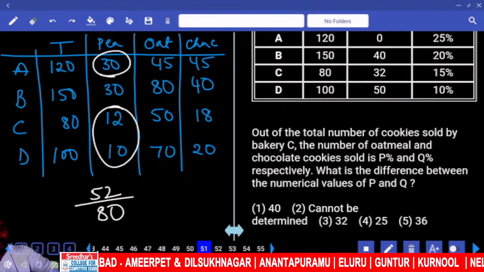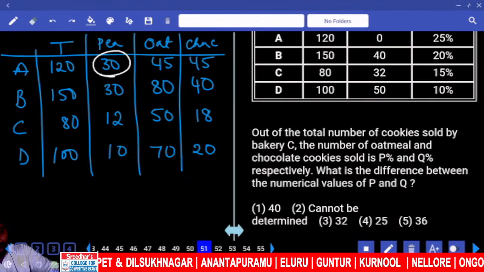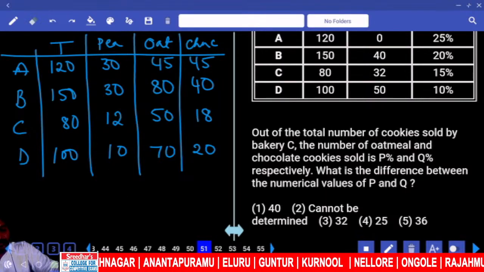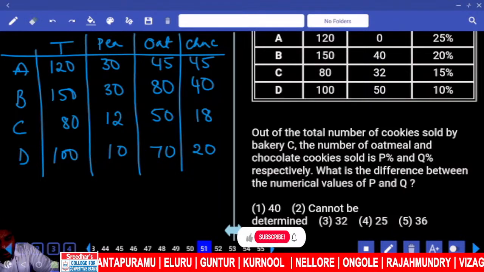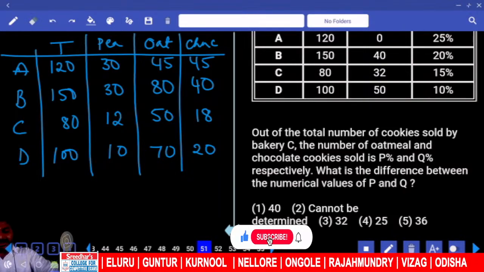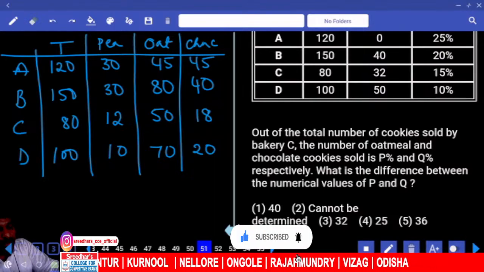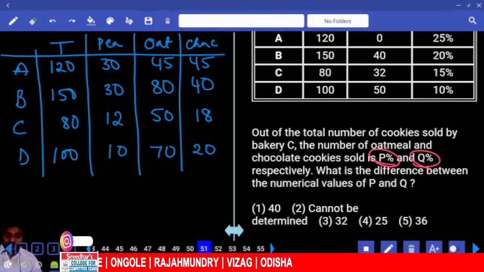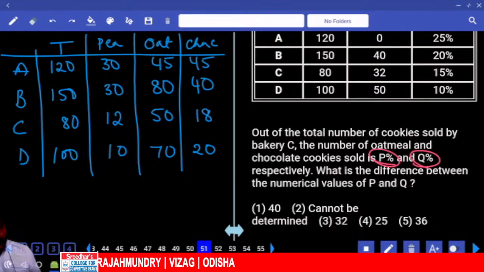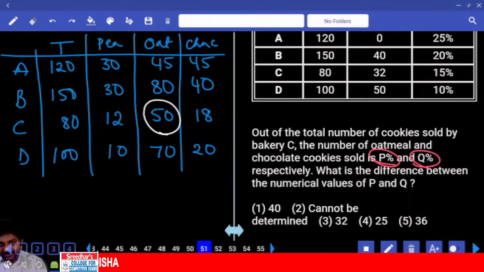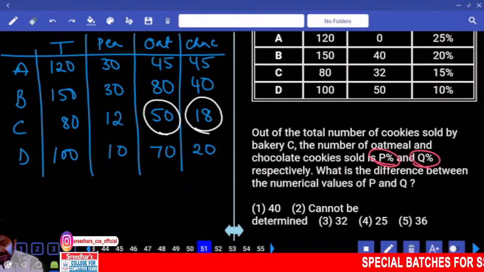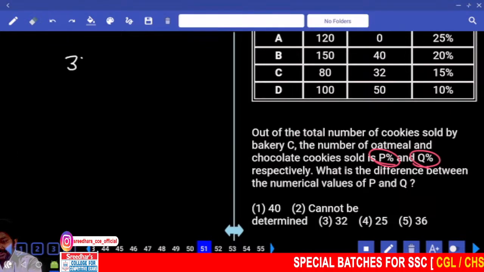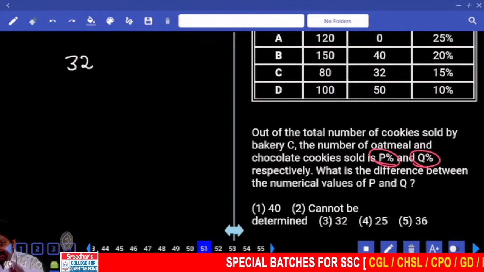Out of the total number of cookies sold by bakery C, the number of oatmeal and chocolate cookies sold is P% and Q% respectively. What is the difference between the numerical values of P and Q? P and Q are percentages calculated with respect to sold items in C. One is oatmeal, the other is chocolate. In C, oatmeal 50, chocolate 18. Difference in terms of a number, 32. If the question is about difference in terms of number, we can stop here.